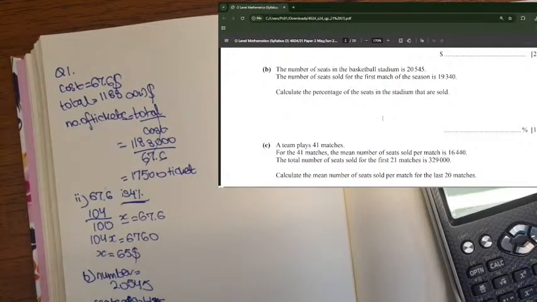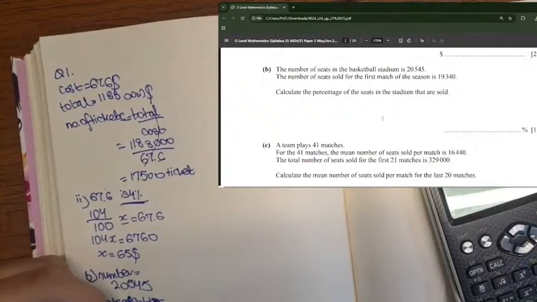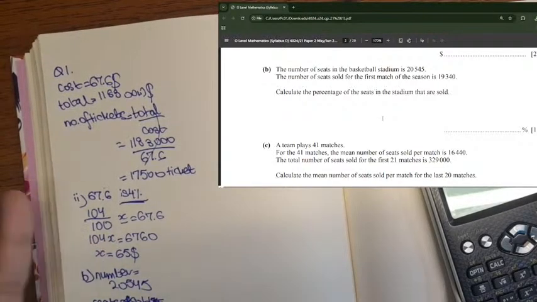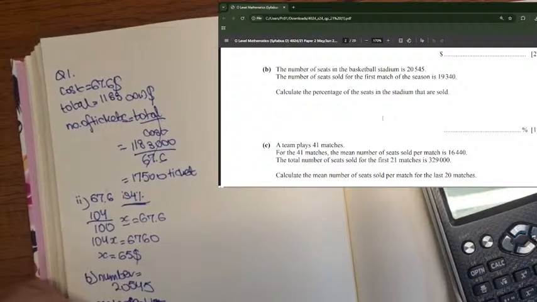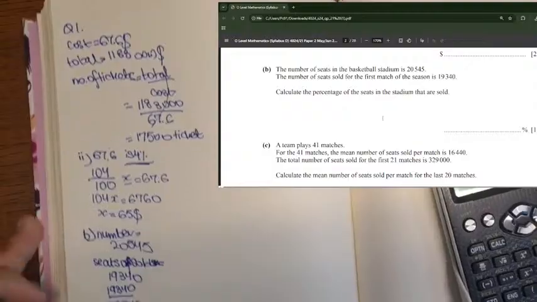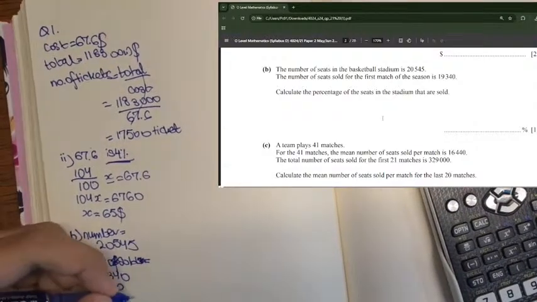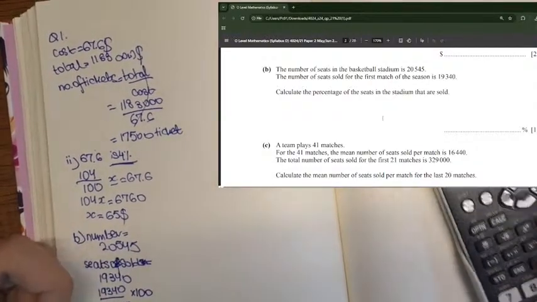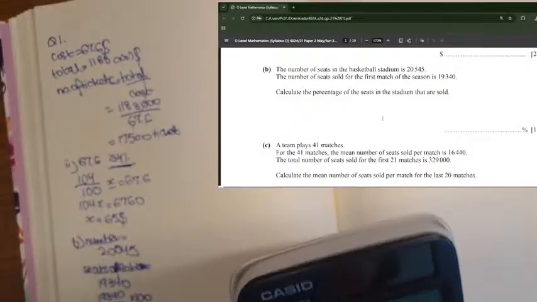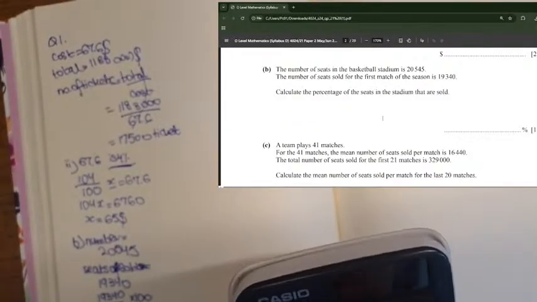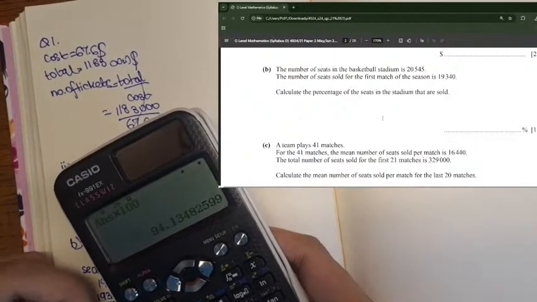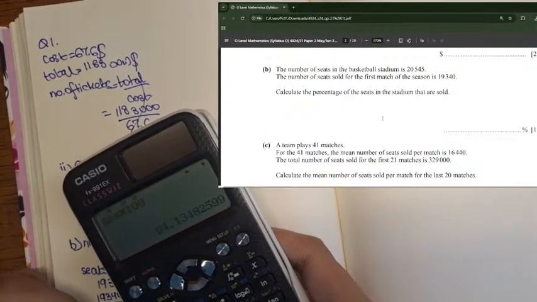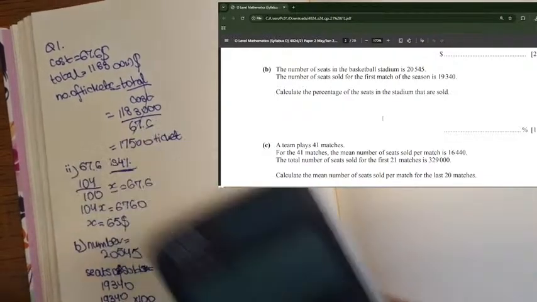Well, the percentage of anything is basically the number of cases that are fulfilled upon the total number of cases. So in this case, we have 19,340 seats and there are 20,545 seats in total. Since percentage means per 100, we multiply this by 100. Let's use a calculator to evaluate this once again. Multiplied by 100, we get the percentage 94.134, which you can write to three significant figures as 94.1%.